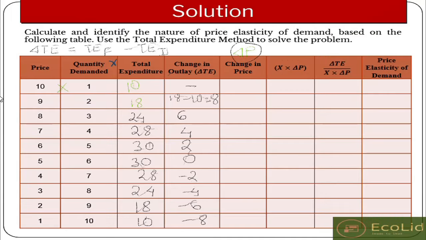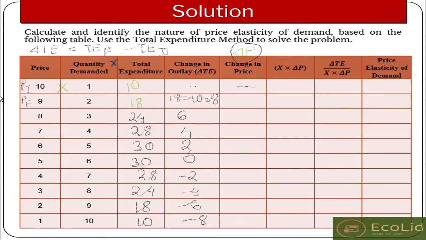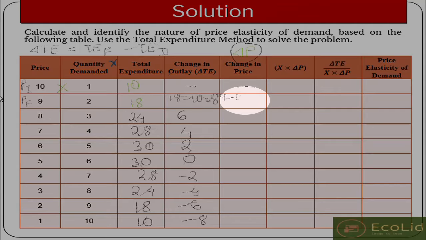So again for the first row we cannot calculate it. So from the second row onward we will calculate. Here let's see what is the change in the price. Change in the price means this is the final price. Okay, so for the second case, this is your final P and this is your initial P. So definitely final minus initial, so 9 minus 10. So for the second case, 9 minus 10 means the value of the change in price is minus 1.